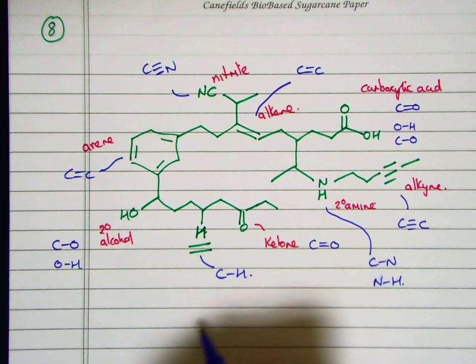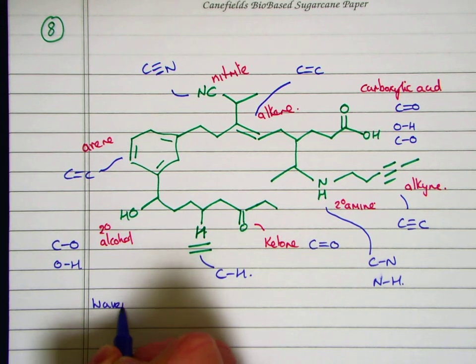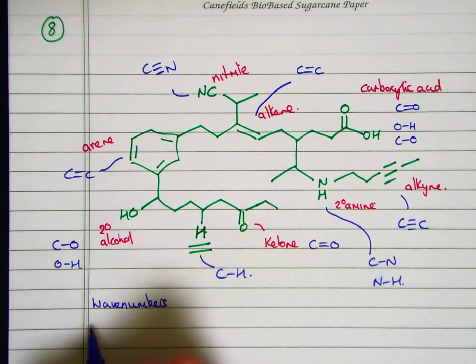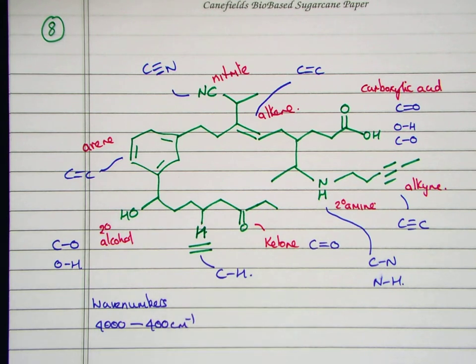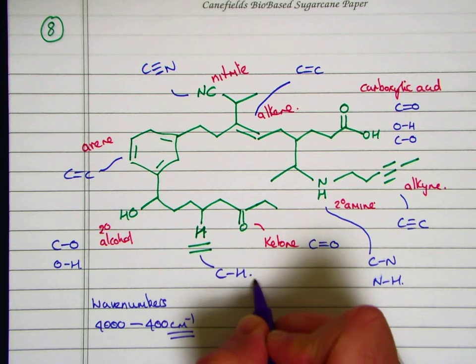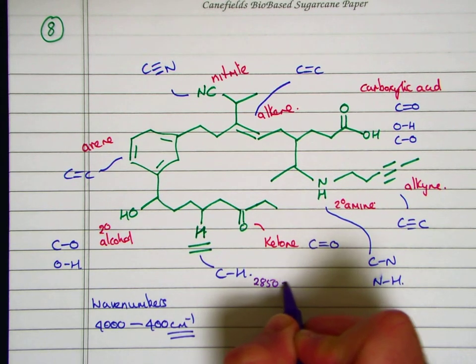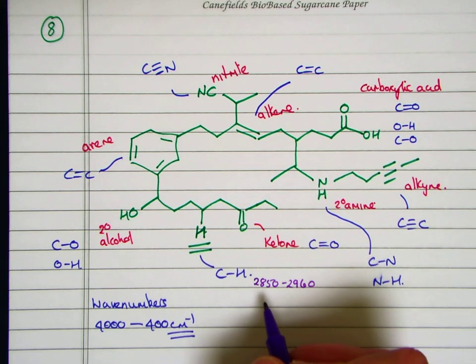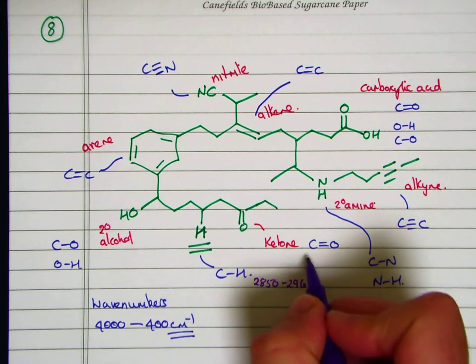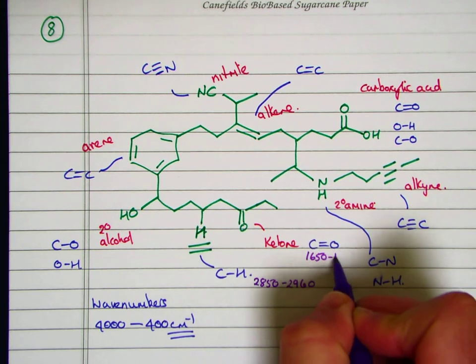So remember, we're going to see wave numbers. And these wave numbers go from 4,000 to 400 centimeters to the minus 1. So the numbers you'll see are wave numbers, the units are centimeters to the minus 1, in case I forget to add those in. So I'm going to make those in purple, just to keep you focused on color. Little intense. So a CH bond is 2850 to 2960. A C double bond O can be anywhere from 1650 to 1780.